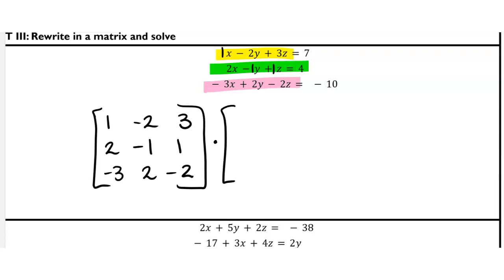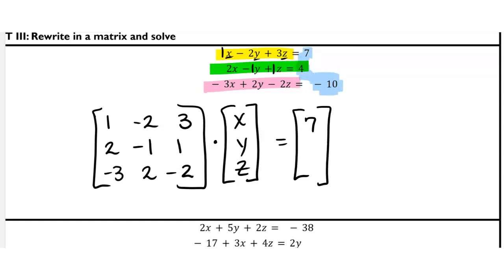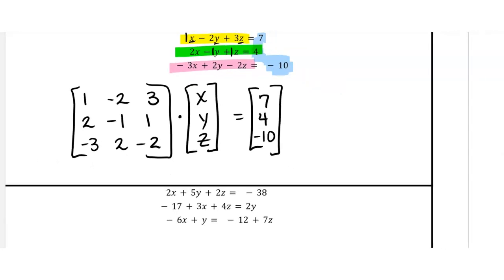Now let's go ahead and write our variable matrix. Our first variable is x, the second one is y, and the last one is z. And then we've got our constant matrix, and that is 7, 4, and -10. That is rewriting our system as a matrix.